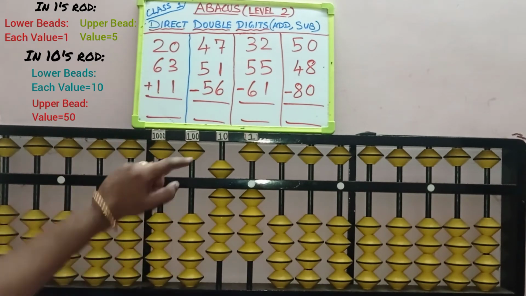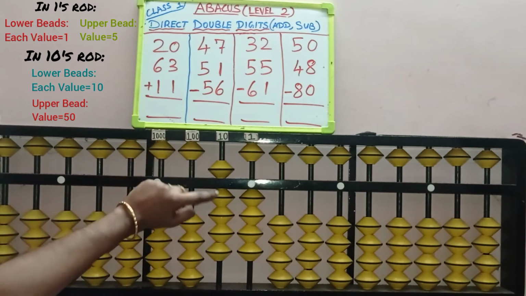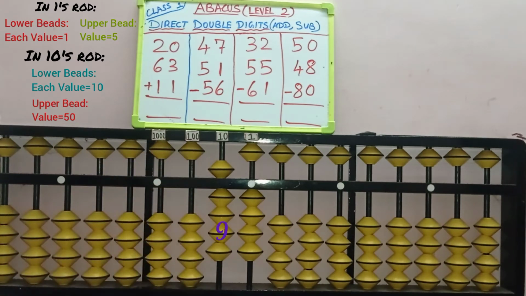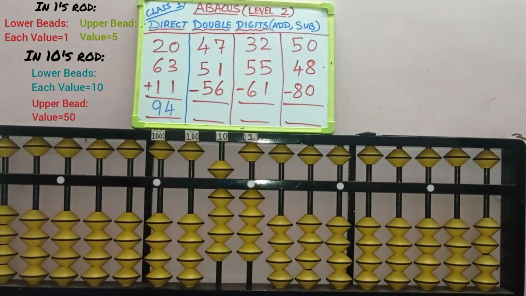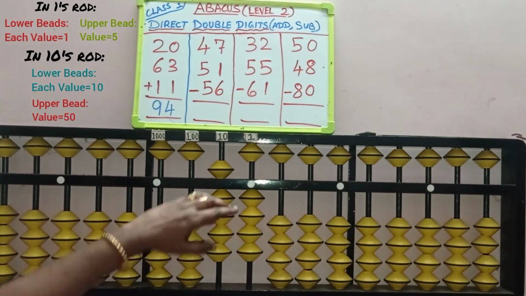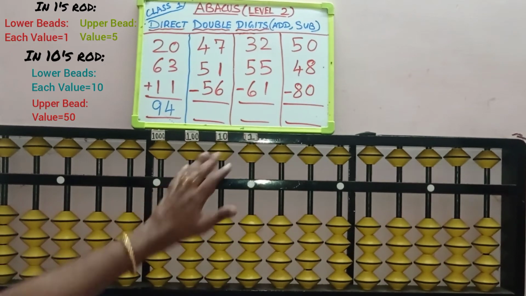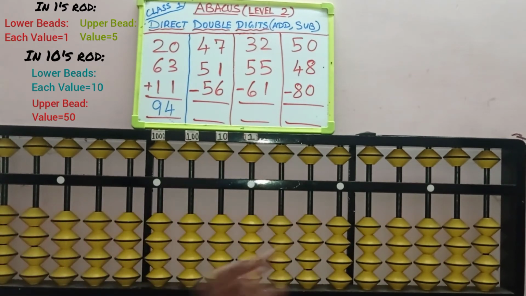Now check the answer. In the 10's place, its value is 50. So 50, 60, 70, 80, 90. In the 1's place, 4 beads. So 94 is the answer. Next, before going to any sums, first we should clear all the values, and your kit must be on the 0 line like this, okay? Next, we'll move to the second sum.